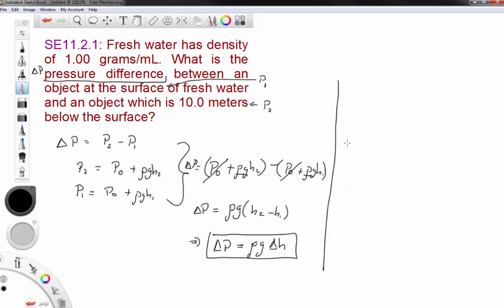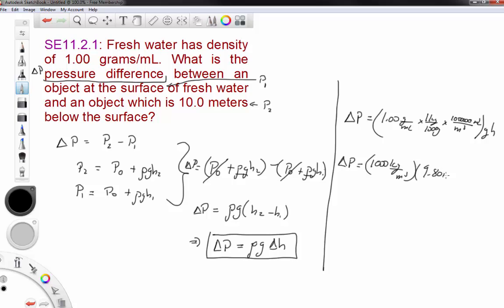Okay, so with that being said, our pressure difference in question is going to be given by this density, which is 1.00 gram per milliliter times 1 kilogram per 1,000 grams times 1 million milliliters per cubic meter times G times H. And so this basically means that our change in pressure is 1,000 kilograms per cubic meter times 9.80 meters per second squared times 10.0 meters.